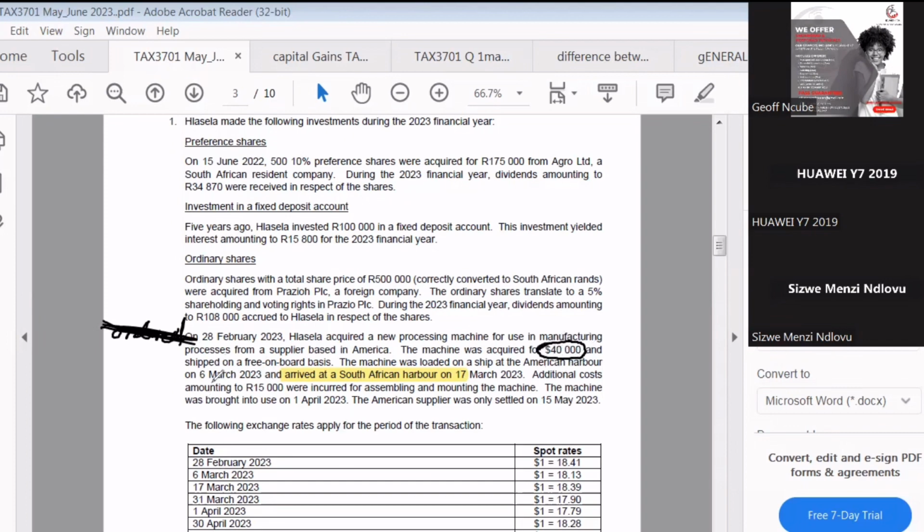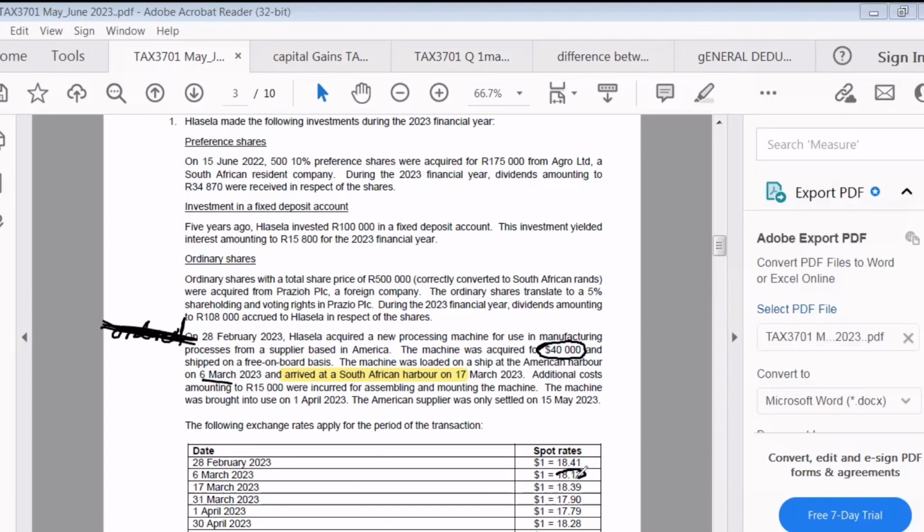So here, this was 6 March. So you come to 6 March. What was the rate? 18 Rand 13 cents. You translate. Then they are saying, so please ignore the arrival date. They just confuse the dates to confuse you.